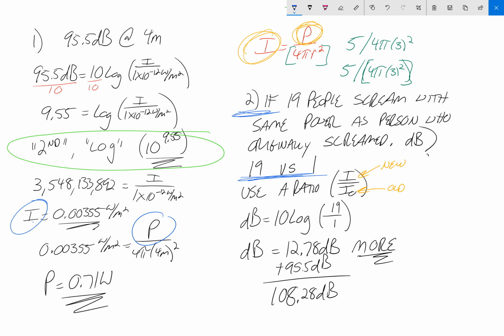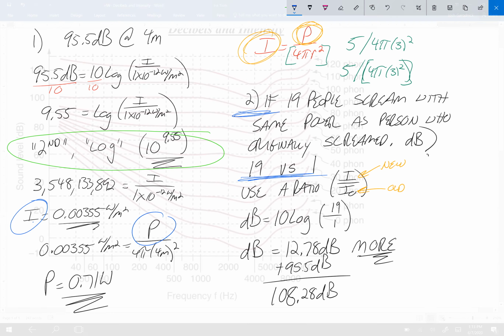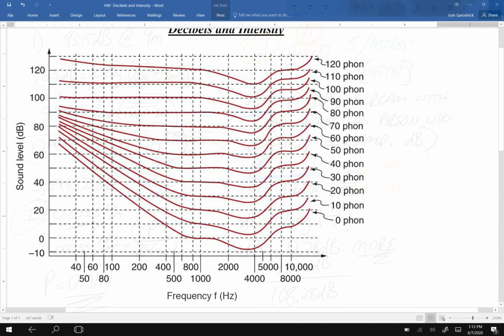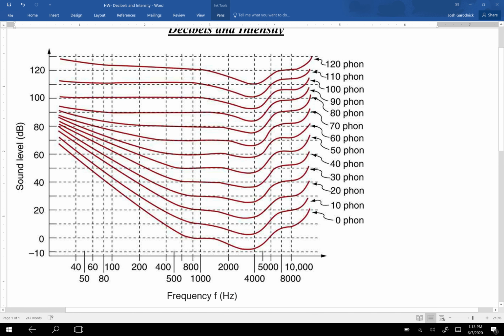All right. There's one more thing we have to do. We have to look at a funky, funky chart. So here we go with that. Here's that funky chart I was talking about.